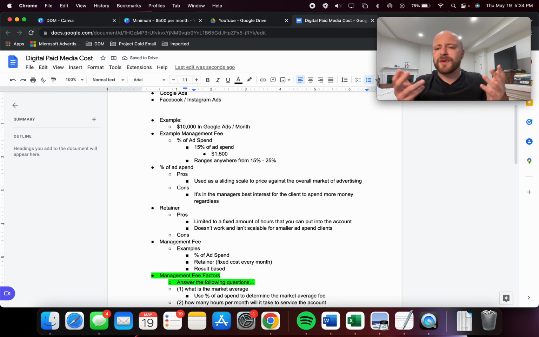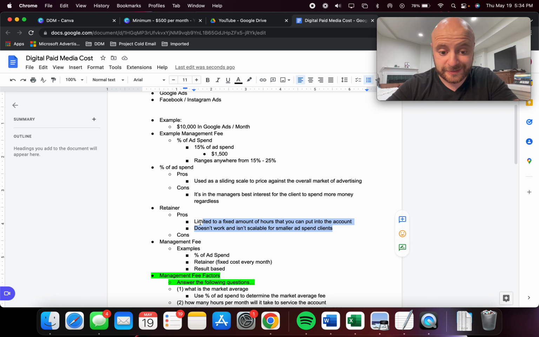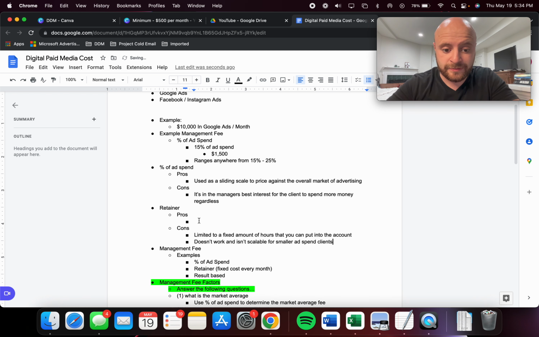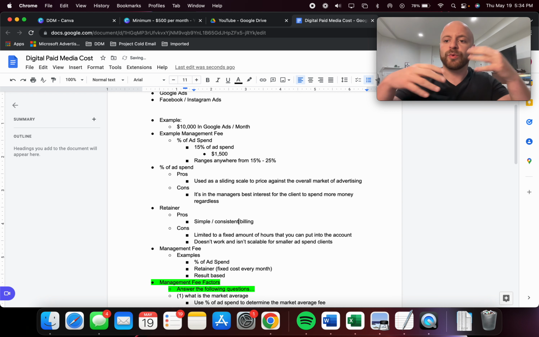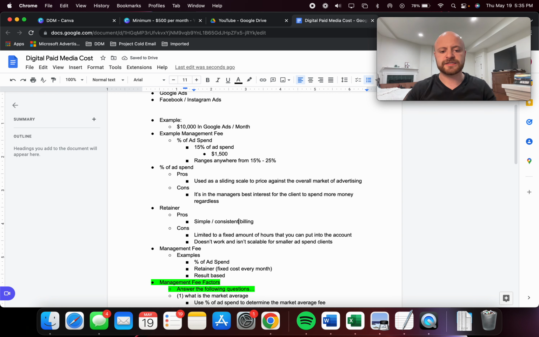If a client can only spend $1,000 in ads, does it make sense to charge them $1,500? No, I don't really think so. So that's a couple of cons of a retainer. Some of the pros would be simple, consistent billing, which is always easier for clients, especially when they do their forecasts and audits for taxes and things like that.